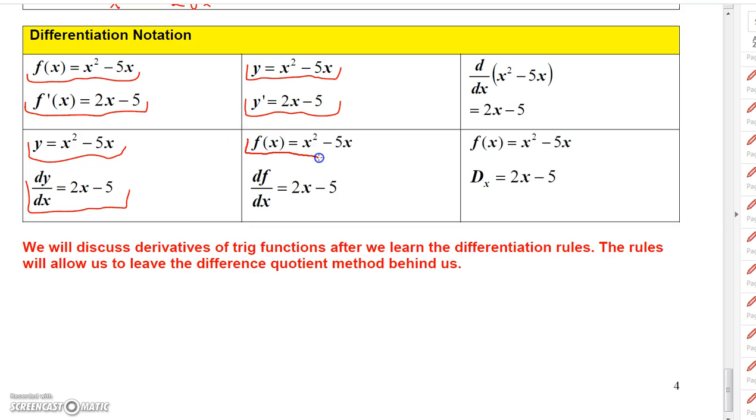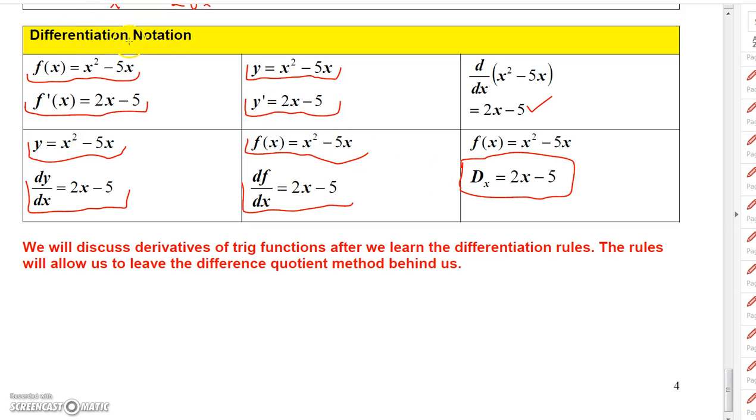You might also see this. If you have f of x equal x squared minus 5x, you might see a notation that says the derivative of f with respect to x is 2x minus 5. This notation is kind of a shorthand for when you just want to apply the derivative operator to a function. So if you apply the derivative operator to this function, you get that the derivative is 2x minus 5. And then this notation is usually used in differential equations, so I usually don't see this much in a Cal 1 course anyway.